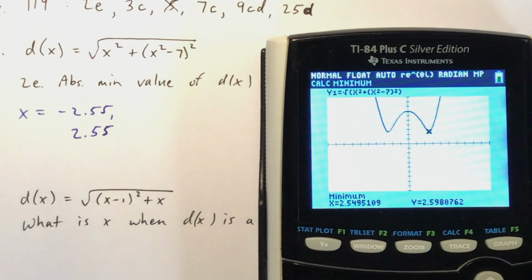Okay, so hopefully that helps you understand, number one, how to get that, but then also what it actually means.